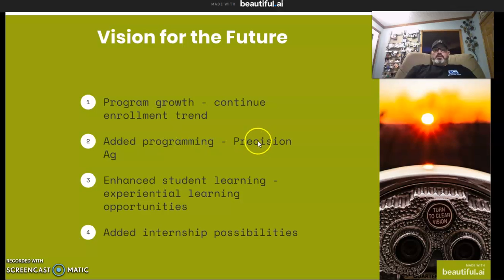Added programming, I mentioned precision agriculture, I mentioned perhaps even vet tech, that we can continue to stretch and grow our program as we reach into the future to try and serve more students in our district.